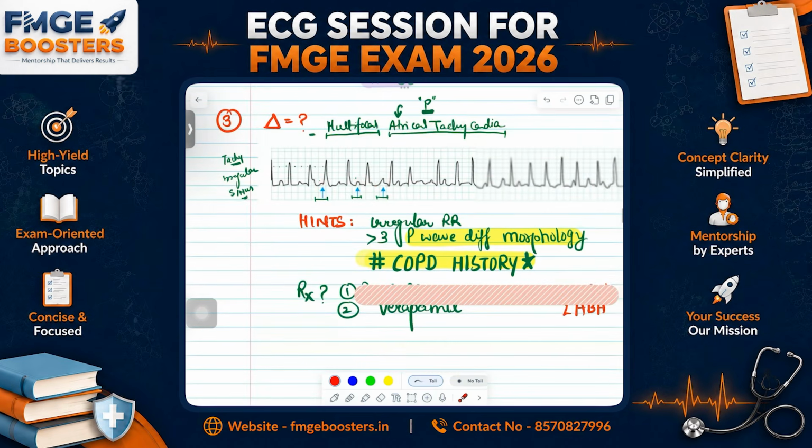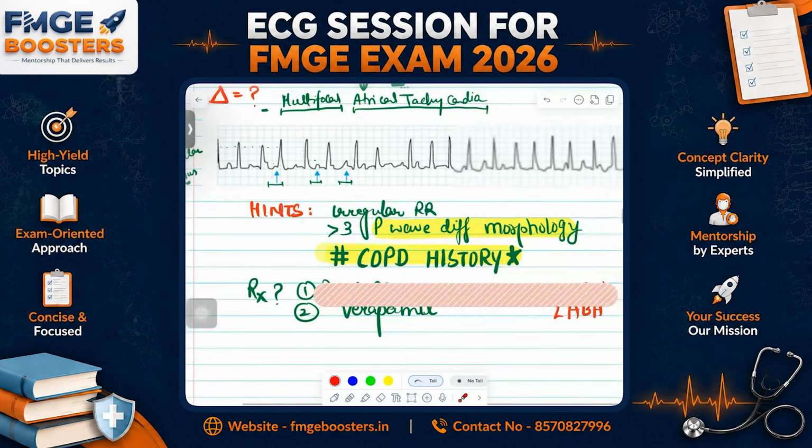Okay. Now, what will be the hints given in the examination? The hint given will be that it is irregular. Of course, we have diagnosed it. More than 3 P waves of different morphology, guys. This is the key point. You have to remember that more than 3 P wave morphologies will be present in the question. And again, very important, COPD history.